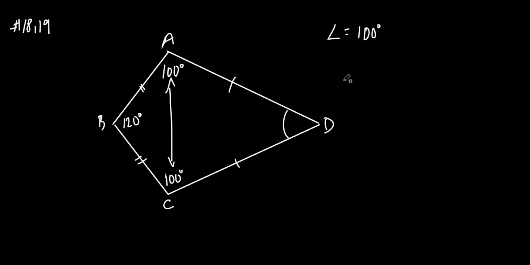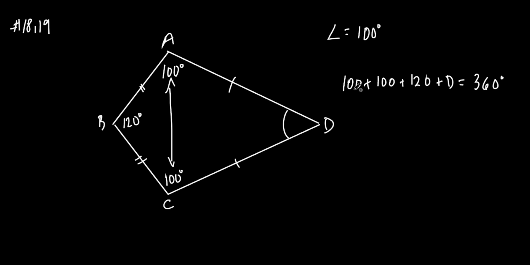Should be pretty easy to add up. Let's just show it. 100 plus 100 plus 120, and plus angle D, we'll just call it D, equals what? 360. Why 360? Because it's a four-sided figure. It's not 180, all right, because it's not a triangle. Everybody good? All right, let's keep going.